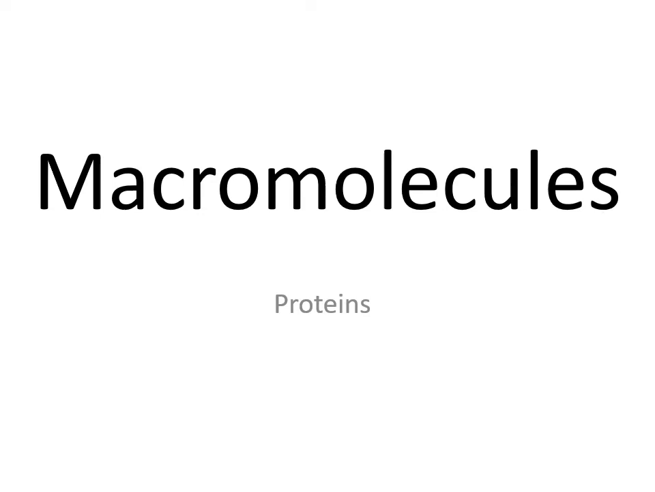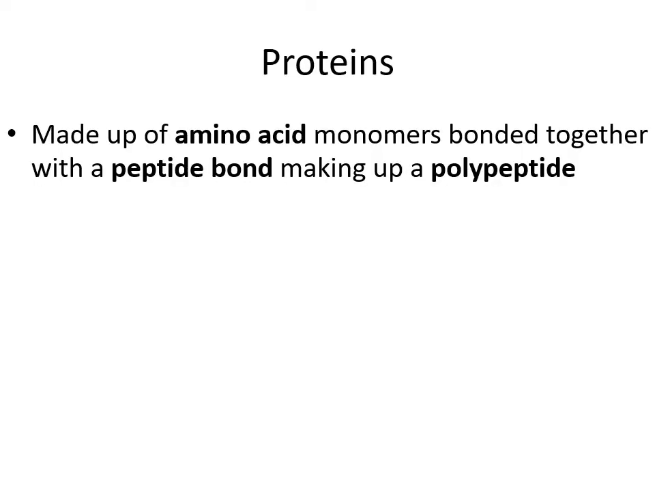Macromolecules, and we're going to be looking at proteins. So proteins are made up of amino acid monomers. The pieces that make them up, the monomers, are individual amino acids. They're going to be held together. The bond that holds these amino acids together is called a peptide bond, and therefore, when you have a polymer of amino acids, you will have a polypeptide.